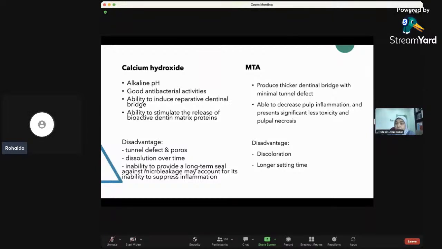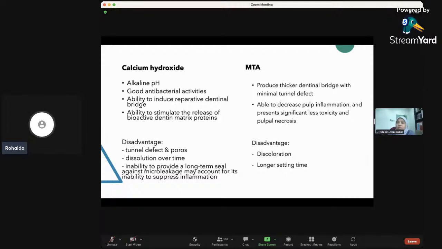On the other hand, MTA has comparable properties to calcium hydroxide, but the advantage compared to calcium hydroxide is that it produces a thicker dentinal bridge in a shorter time, with minimal tunnel effect. So it also decreases the necrotic area. The major drawback of MTA is discoloration.